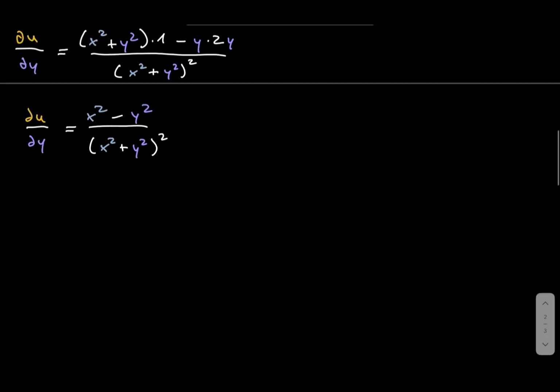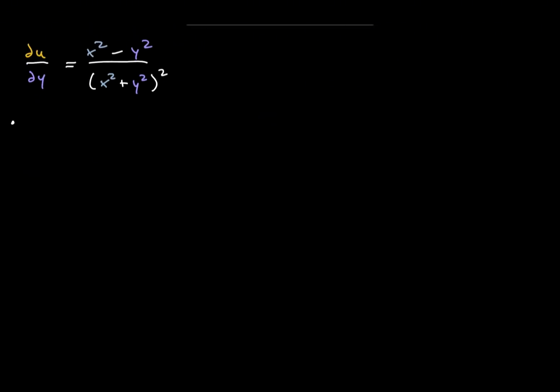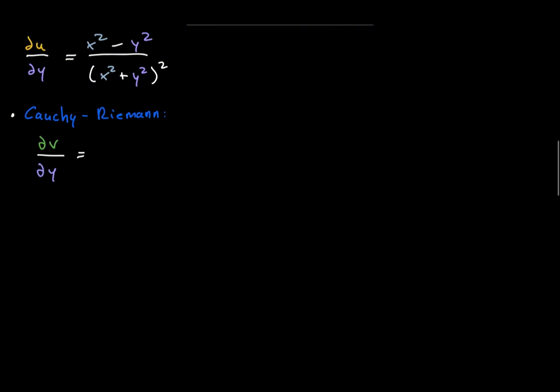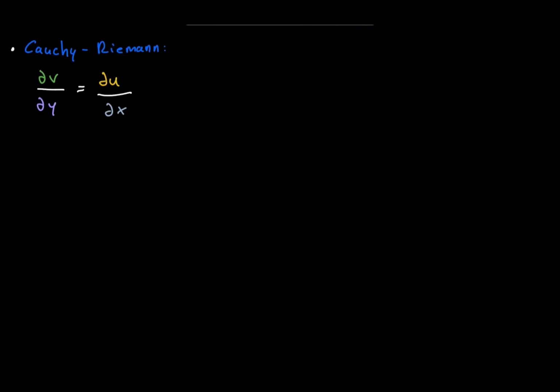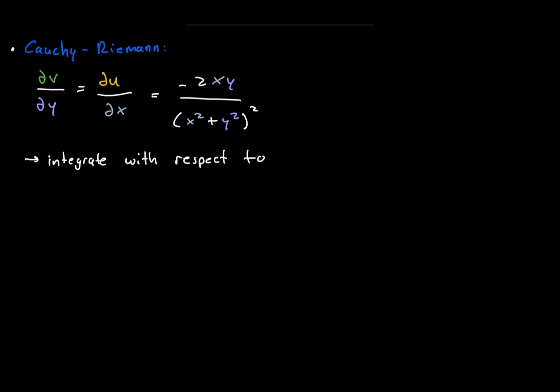Now we use the first Cauchy-Riemann equation. Since u sub x equals v sub y, we have v sub y equals minus 2xy over x squared plus y squared, all squared. To find v, we integrate with respect to y.